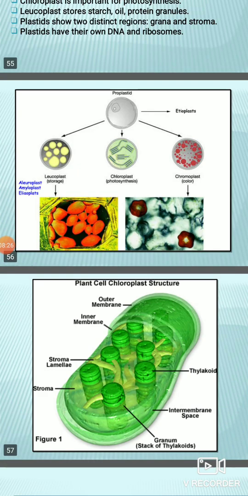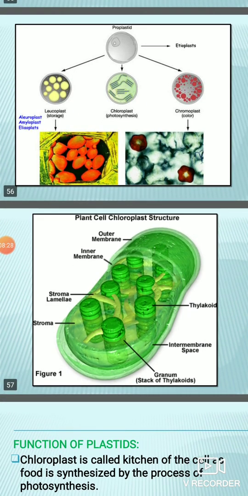Okay, this is the structure of a plant cell's chloroplast. It is also a double membrane bound structure. It is having outer membrane and inner membrane. Okay, the inner membrane encloses a fluid-like substance which is known as stroma.